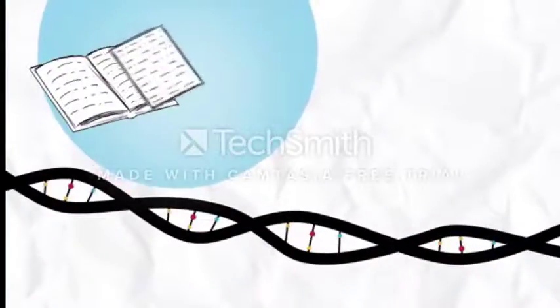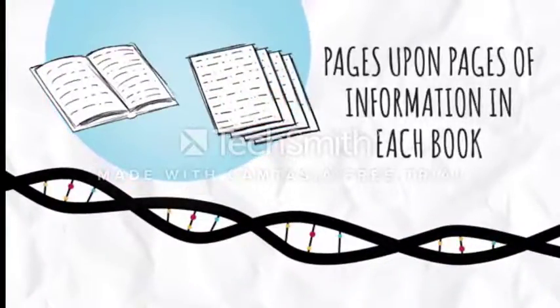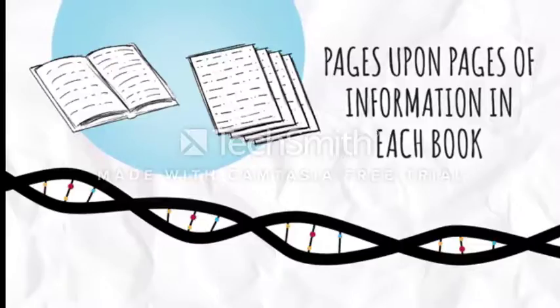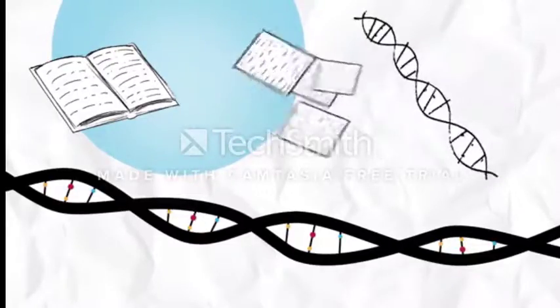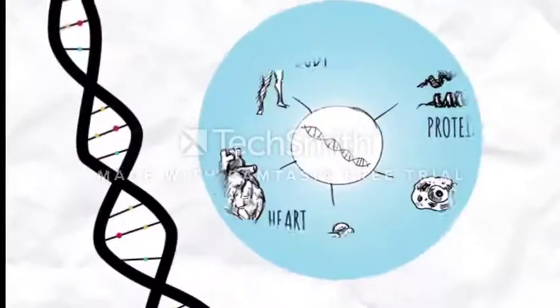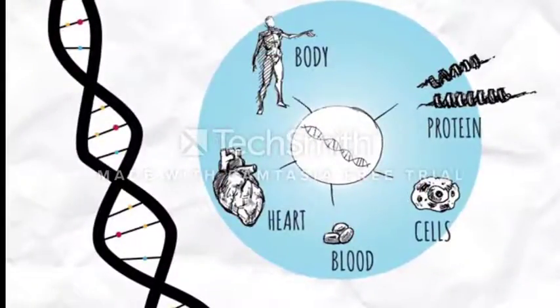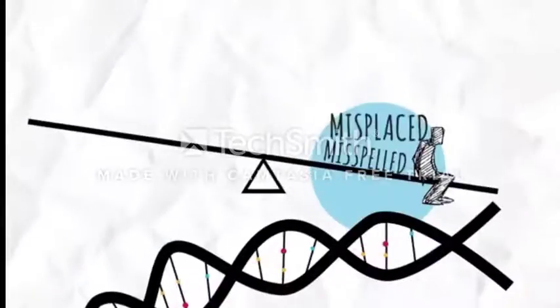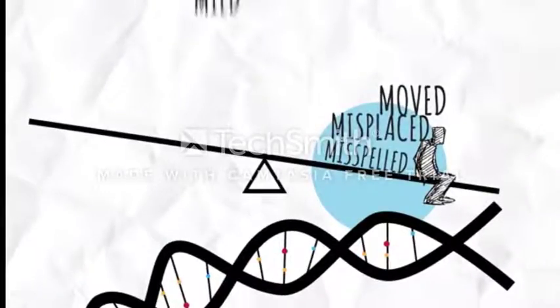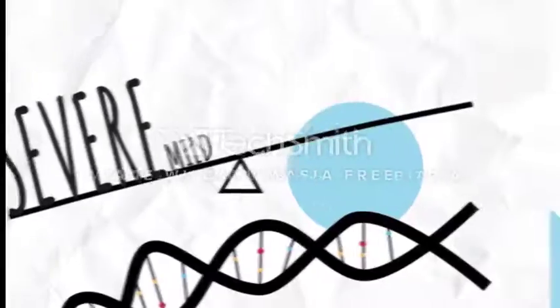If we take a closer look at each volume of the encyclopedia set, we will notice that there are pages upon pages of information in each one of these books. These pages are analogous to the genes that code for everything in our body, from tissues to blood to different bodily functions. If these genes are misspelled, misplaced, or moved to a different location within our genome, it can have mild to severe effects on a person's health.